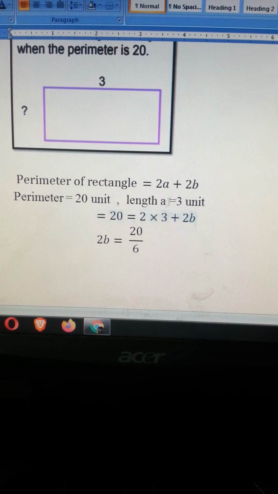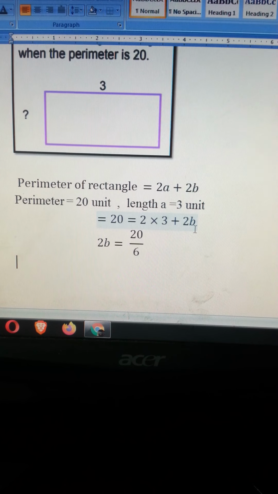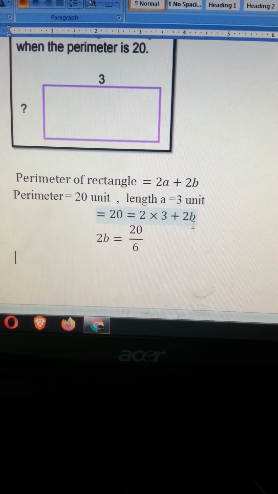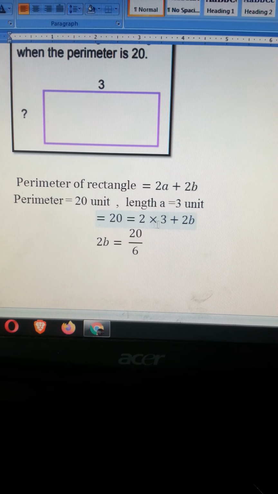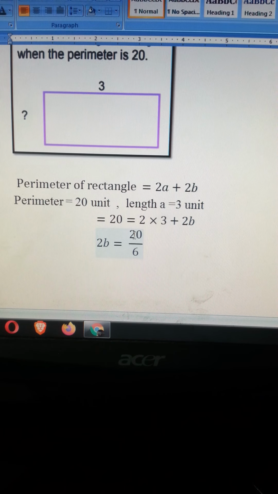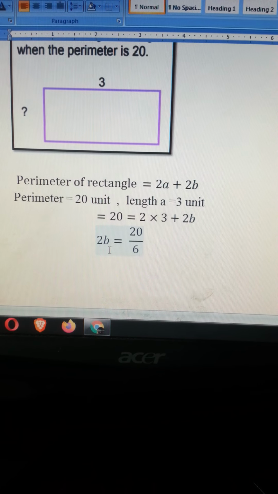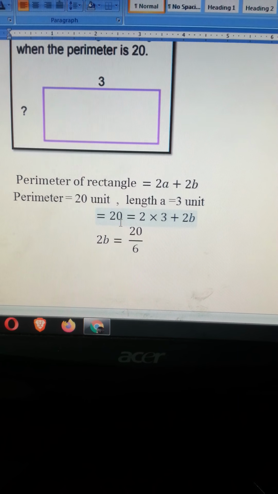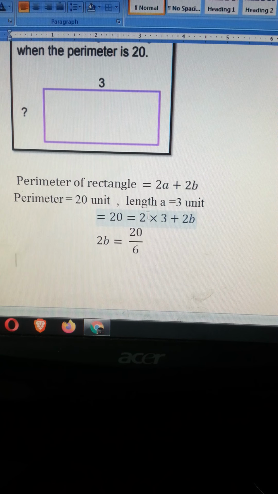So 2 multiplied by 3, plus sign as it is, 2B as it is, because B is not known to us, right? So we have to find it out. So keeping 2B on one side and shifting all the known values together to one hand side, we will be able to get the unknown one, right? That's the variable B. So 20 is over here, and 2 times 3 will give you 6.